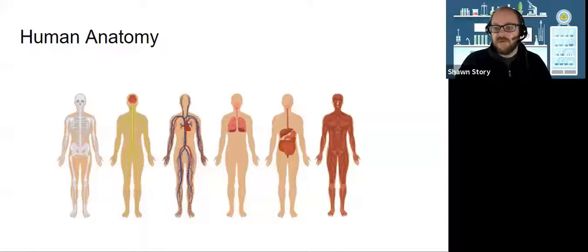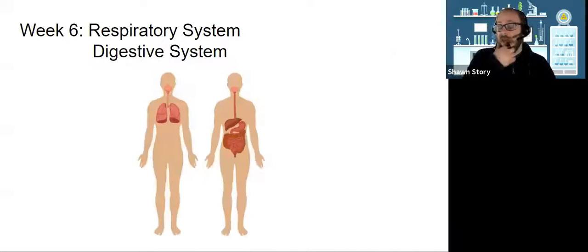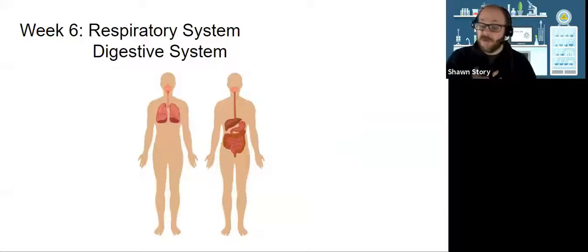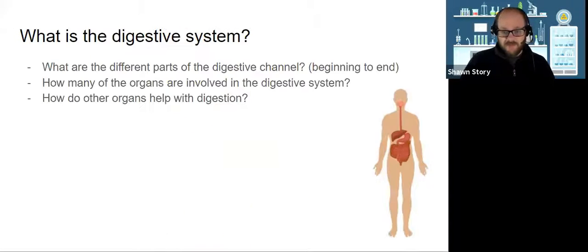All right, welcome to our next lesson. We are in the anatomy unit, and we've already done our support and movement where we looked at bones, joints, and tissues. We are moving on to different parts inside the human body, and the ones we're focusing on today are our respiratory system and our digestive system. We're going to get into our digestive system first.